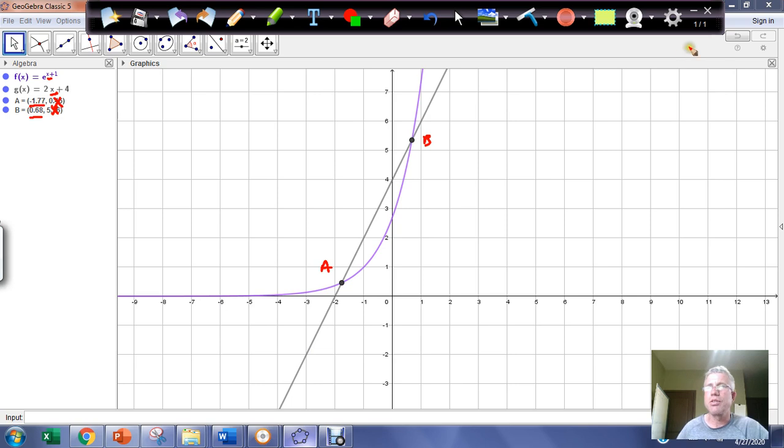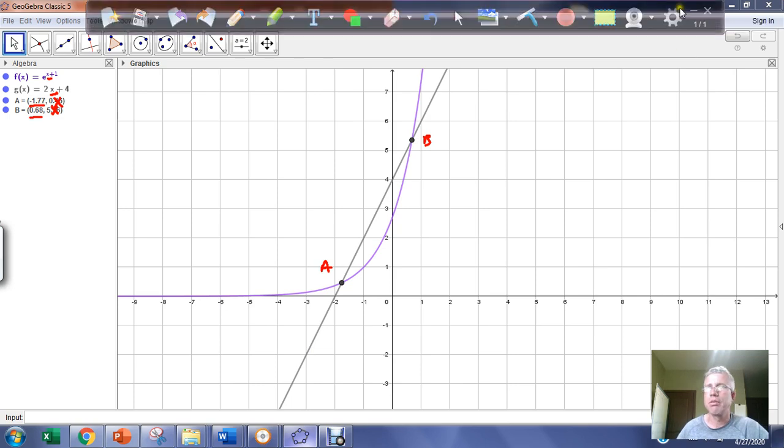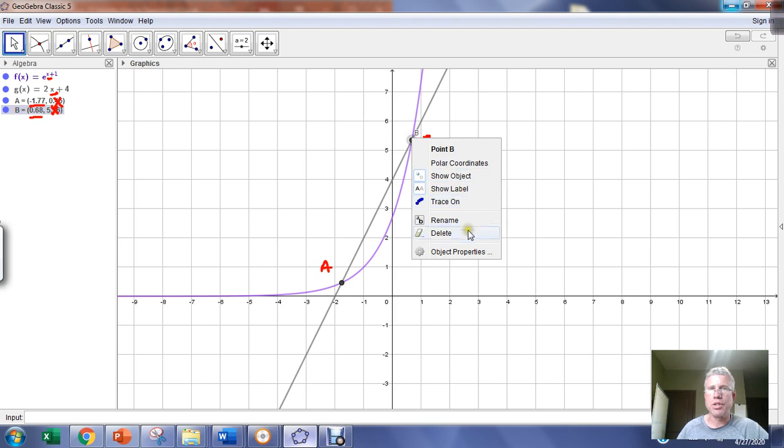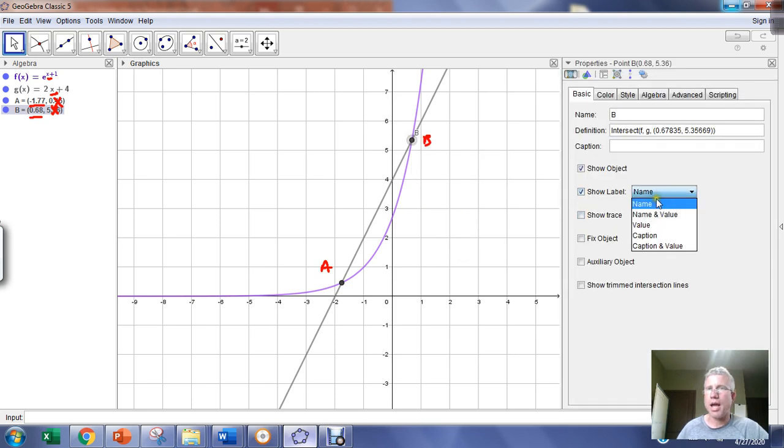I have my GeoGebra set up so that it isn't displaying the labels. If I click on these points and right click, I can ask it to show label so that it corresponds to the B over here. And I can actually go into object properties right here, and we can have it display the ordered pair right on the point if that's something that we like to do.